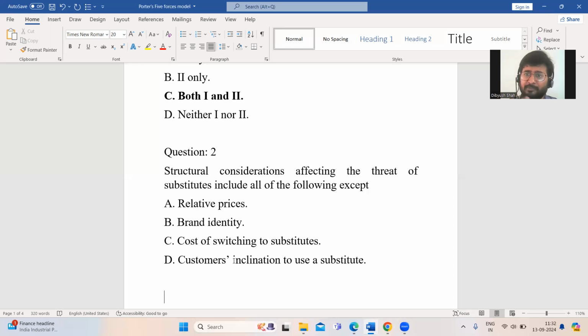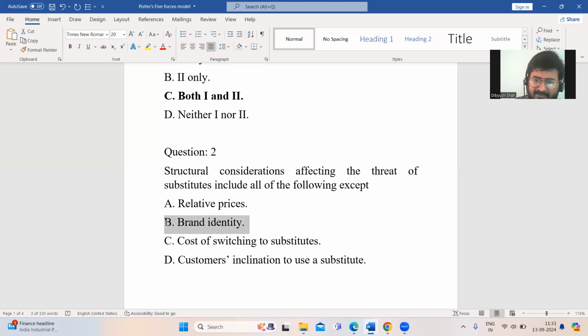Threat of substitutes will be really high in that scenario since customers are willing to try new or different products. If customers don't want to, threat of substitutes significantly comes down. So A, C, and D, of course, as I have explained, affect the threat of substitutes in some form or the other. Brand identity is the odd one out because if there is brand identity, no matter what, I will not like to use the same thing.